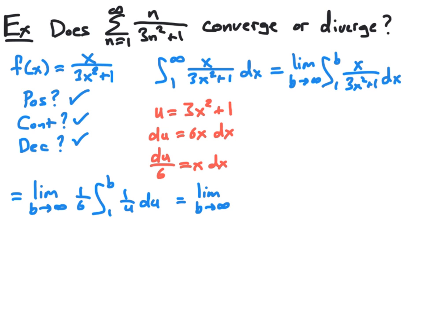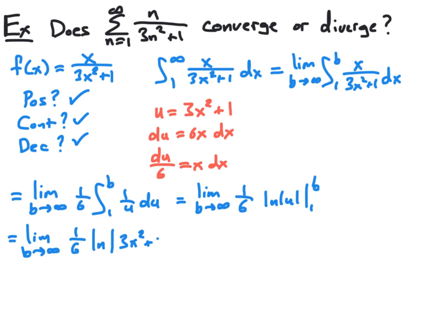1 over u is a function whose antiderivative is known. So this is the limit as b approaches infinity of 1/6 of natural log of absolute value of u evaluated from 1 to b. We do need to remember that 1 and b are values of x, and therefore we need to go back to the variable x before evaluating. So we have the limit as b approaches infinity of 1/6 natural log of the absolute value of 3x squared plus 1 evaluated from 1 to b. And we could certainly lose the absolute values there, since 3x squared plus 1 will always be positive for positive numbers like 1 and b, or we could keep them, it doesn't make any difference in this case.